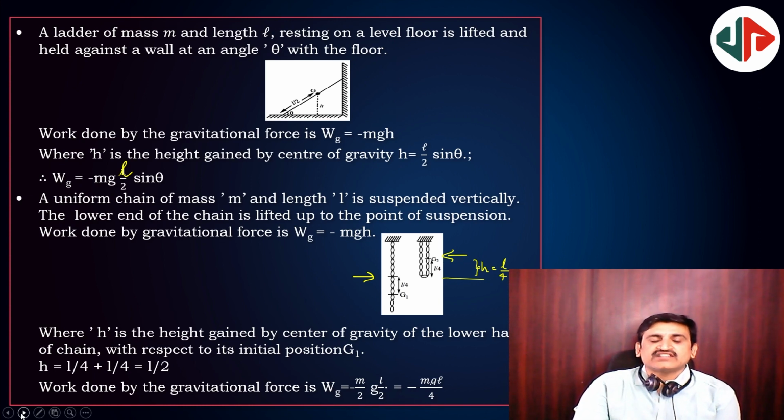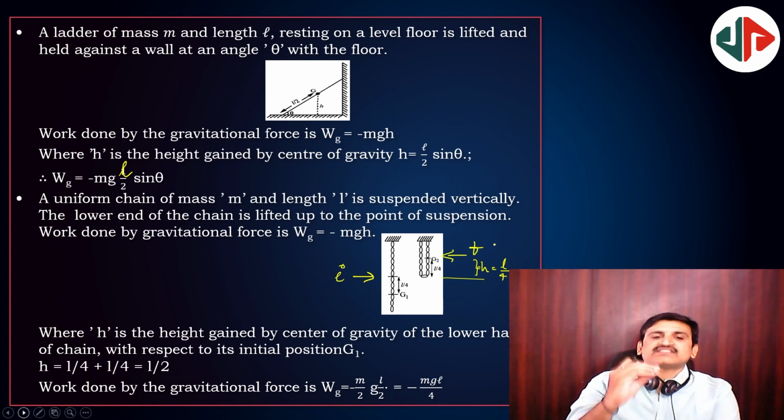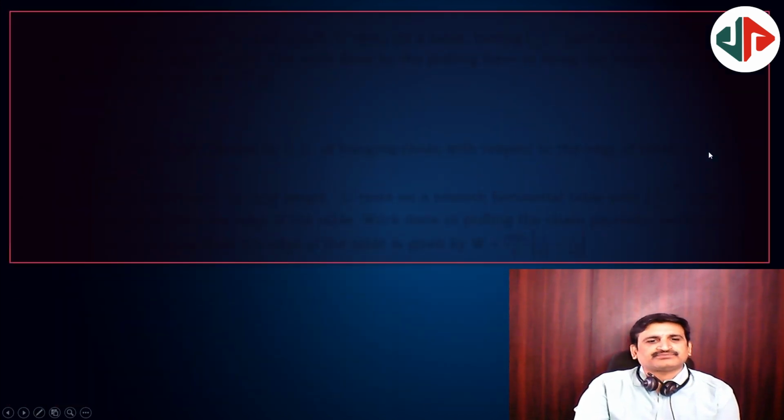So the body is lifted. This is the initial position, this is the final position. So from initial position to final position, mass is raised. So mgh, h is L by 4. So hanging the rope or the chain to itself, work done is equal to mg L by 4. Work done by gravity is minus mg L by 4. Work done by the man is plus mg L by 4. That is the thing. Next.